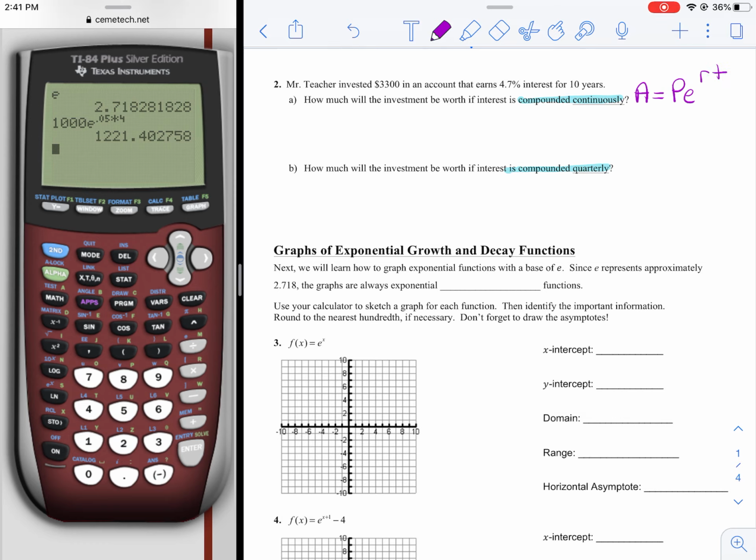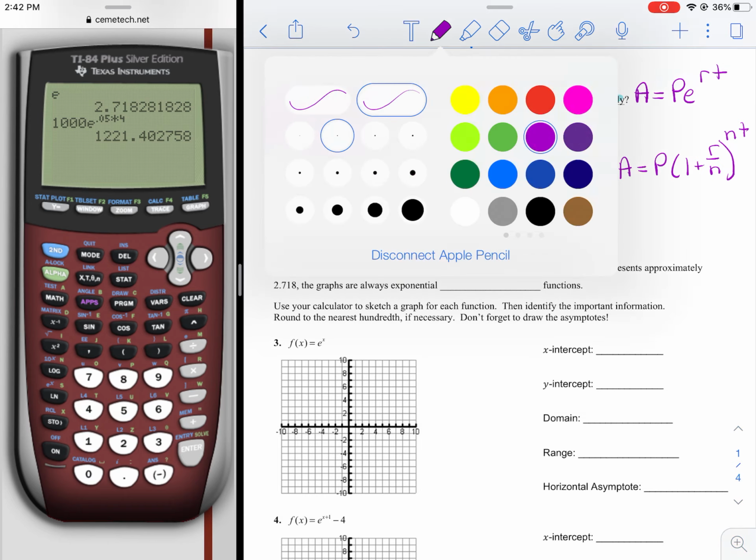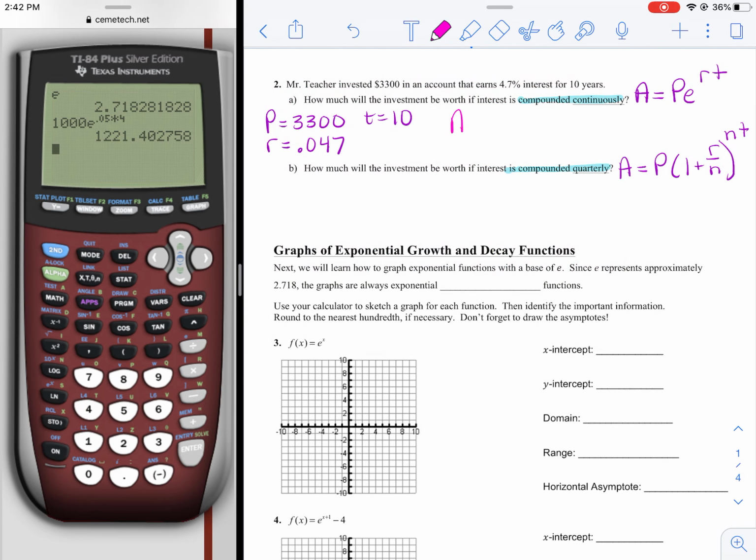When it says compounded continuously, we're going to use what we call the PERT formula. And when it says it's compounded quarterly, we're going to go back and use the compound interest formula. So the initial amount in the investment is $3,300. The rate is 4.7%, so I'm going to write 0.047. And the t value for both of these is 10.